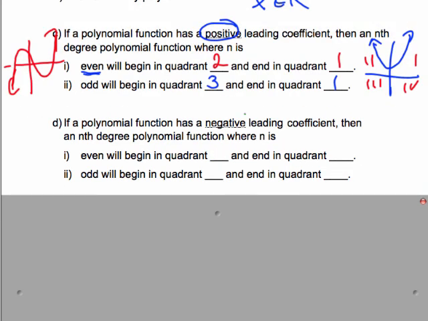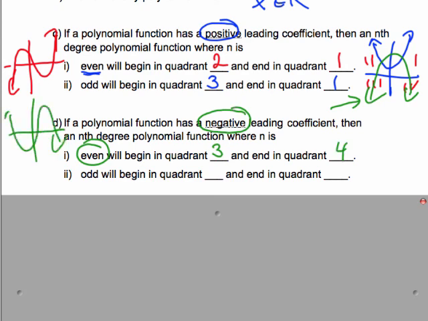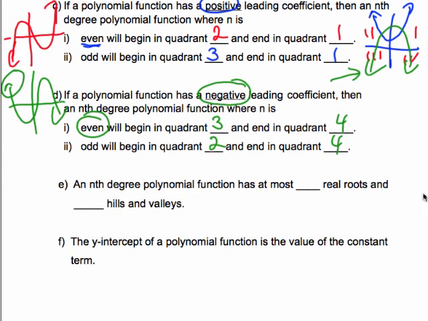Now, if your polynomial has a negative leading coefficient and the degree is even, we then know that our graph is reflected across the x-axis, and so the graph begins in the bottom left in quadrant 3 and ends in quadrant 4. With an odd degree flipped over the axis, it'll begin up in quadrant 2 and end down in quadrant 4. An nth degree polynomial function has at most n x-intercepts and one less than that, hills and valleys.